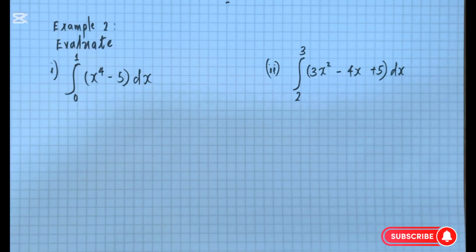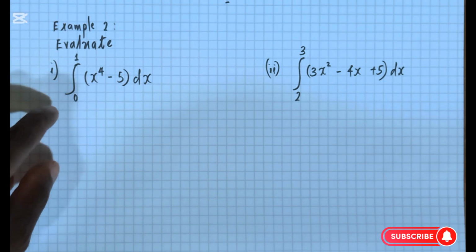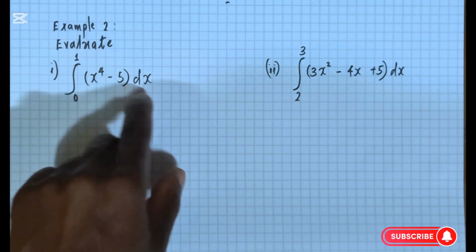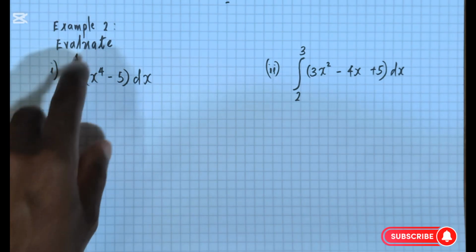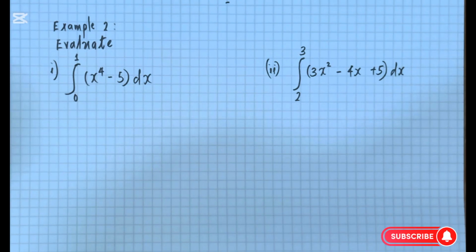Okay, so for the second and the last example, we are going to evaluate problems that involve definite integrals. All right, so I say that definite integrals are integrals that have limits. So you can look at the first problem. We're supposed to evaluate the integration of x cubed minus 5 with respect to x for the limits 0 and 1. Of course, I said that 0 here is the lower limit and 1 there is the upper limit.